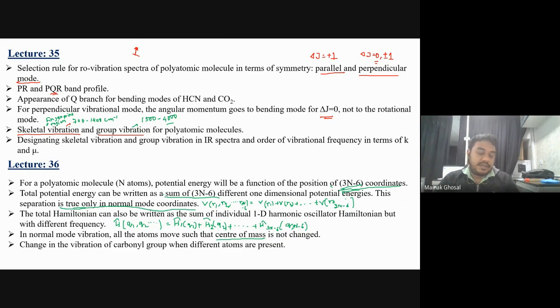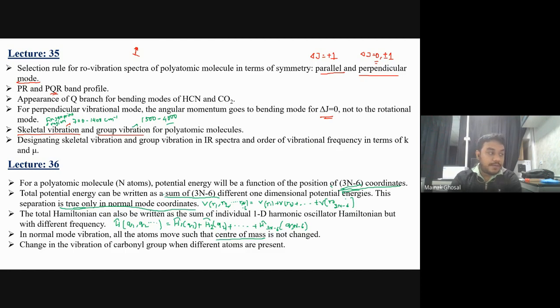But in group vibration, that vibration is separate from the rest of the molecule. Then there was a lecture which discussed that you can write the total potential energy as a sum of individual potential energies. Then, like the Hamiltonian, you can also write it as a sum of different Hamiltonians. And finally it was discussed that if there is a vibration of a molecule, the center of mass is not going to change. So this was all the discussion.